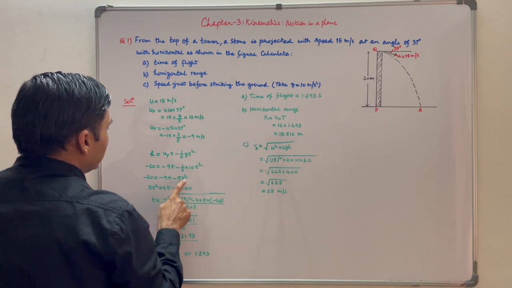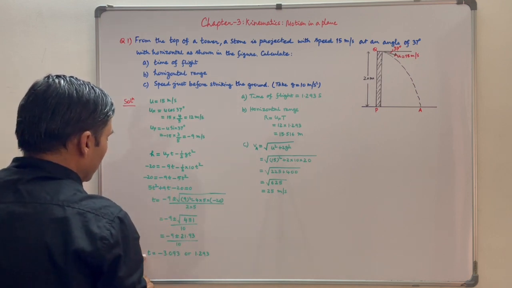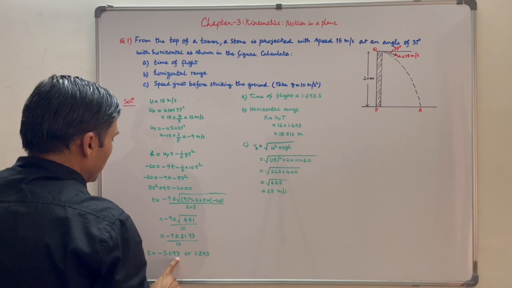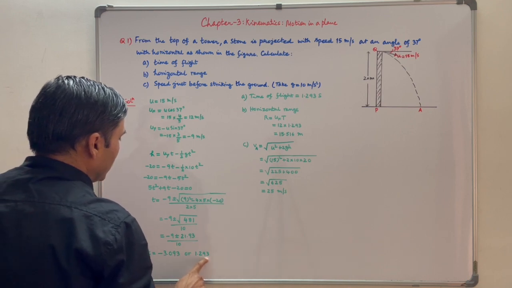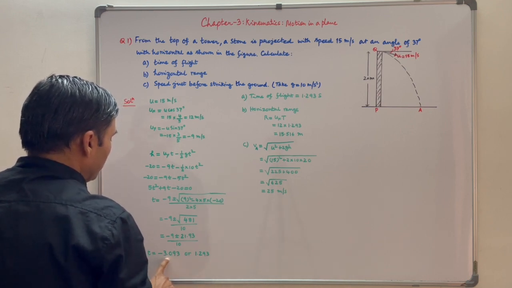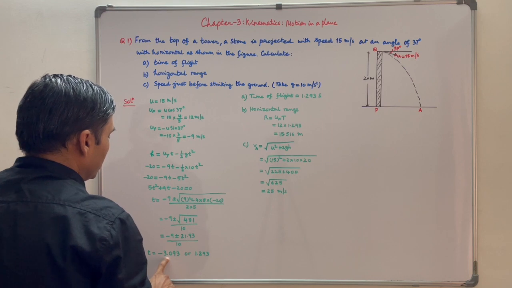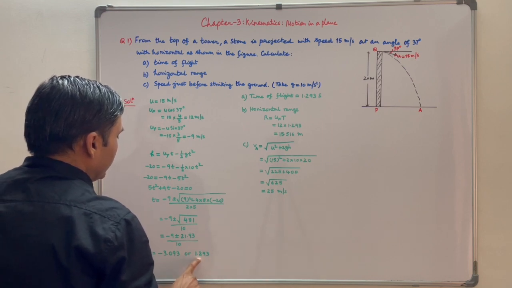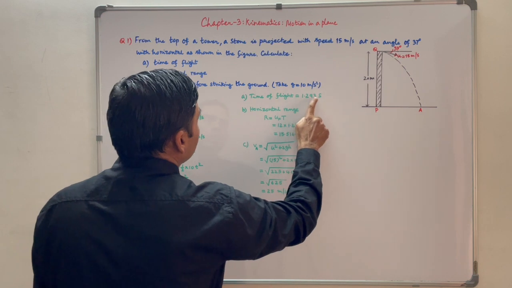This is a quadratic in t. Values of t are minus 3.093 or 1.293 second. Time cannot be negative, so this value is ignored. So time of flight is equal to 1.293 seconds.